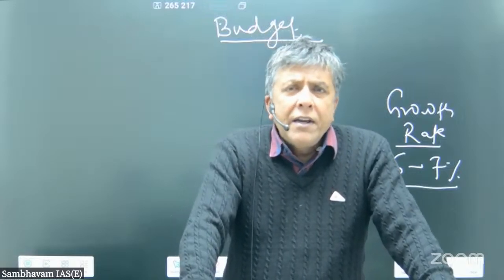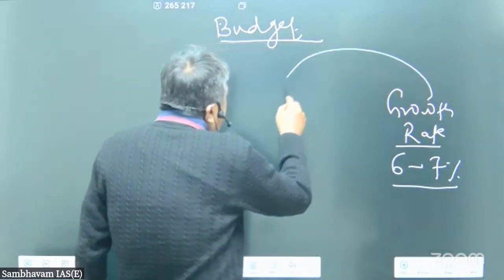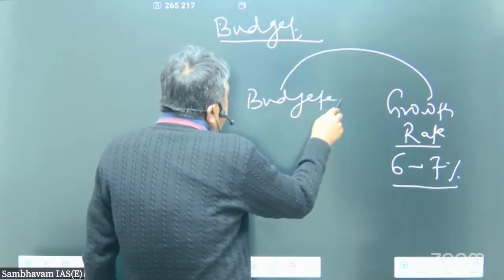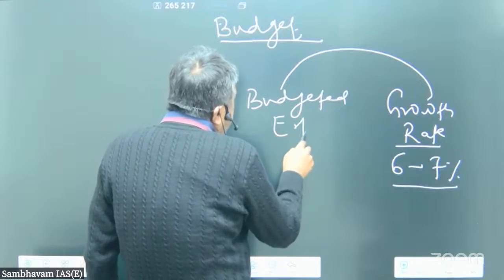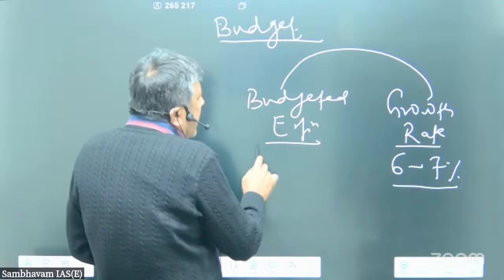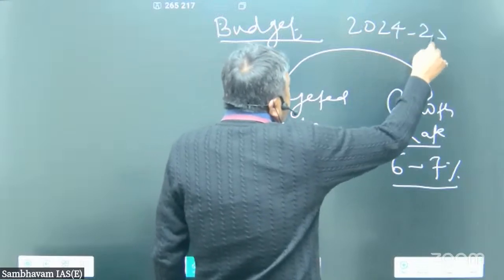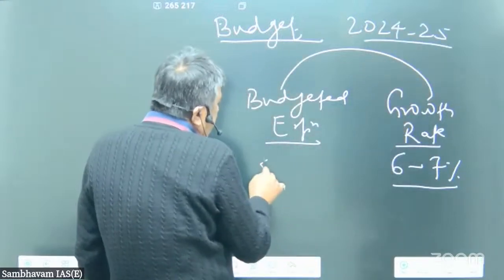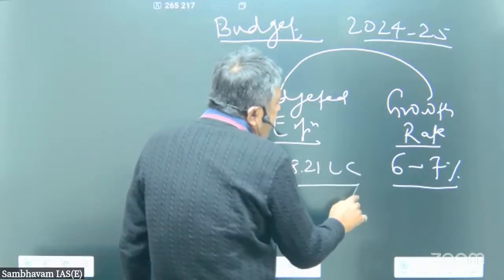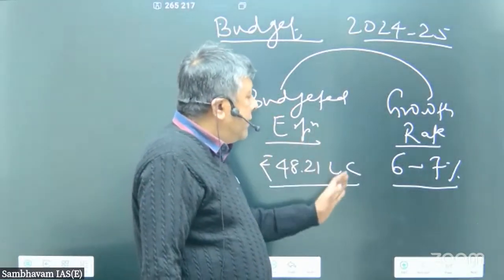So after setting a target of growth rate, the government determines or decides the expected expenditure. They are called budgeted expenditure. What is going to be the expenditure volume needed to get the target of this growth? So for the current year, 2024-25, the size of the budget that has been decided is going to be rupees 48.21 lakh crore. This much expenditure has to take place to get the target growth rate between 6 to 7%.